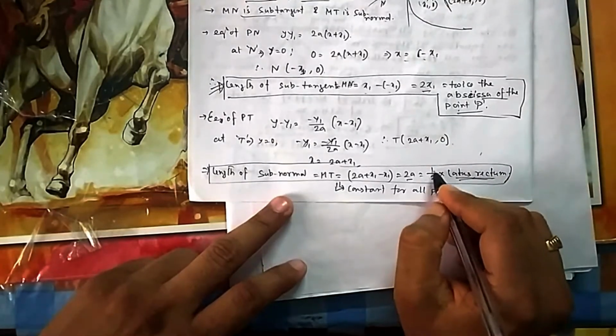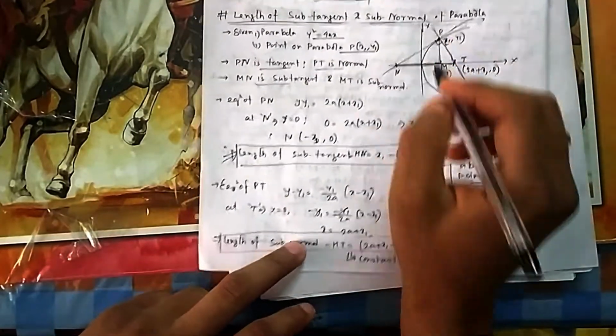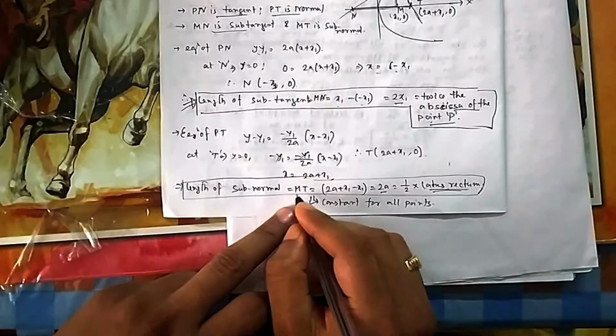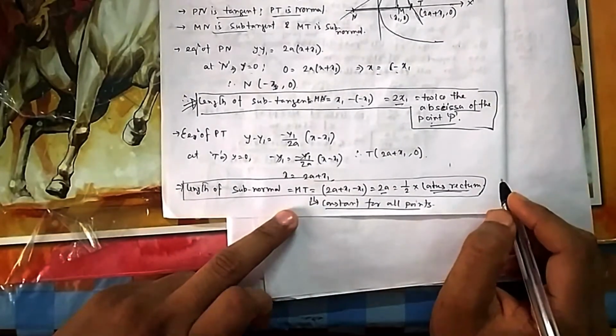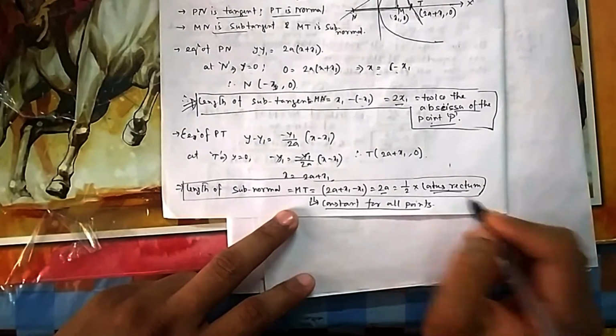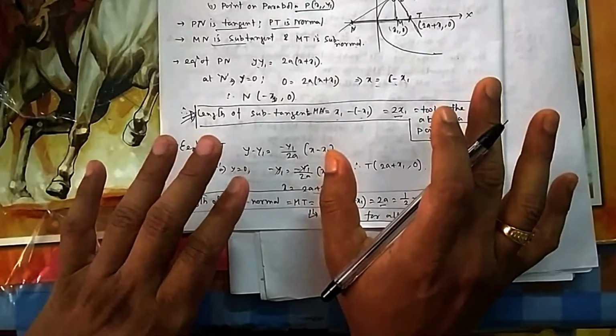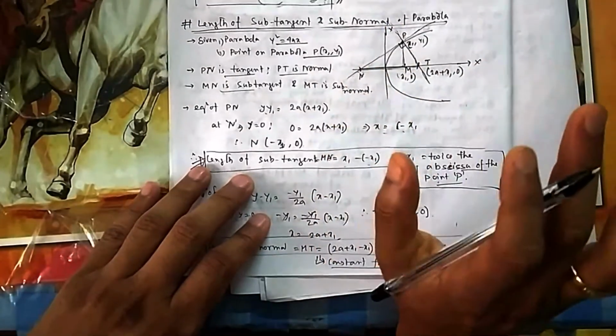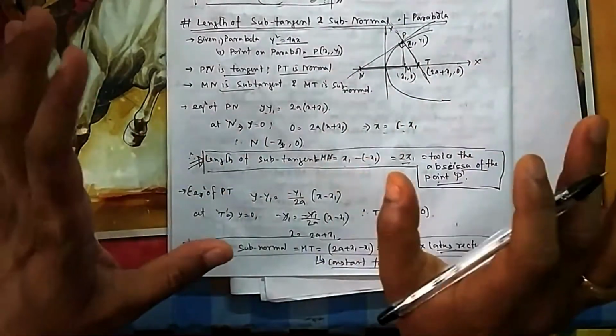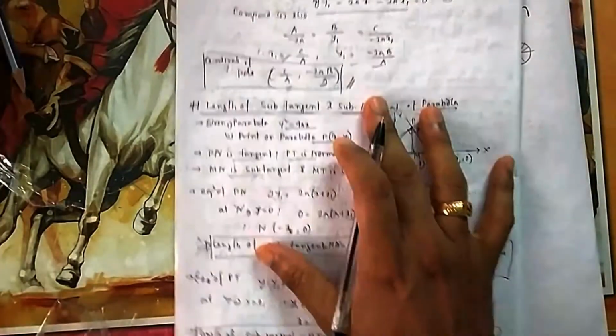You can see it is not depending on x and y, at whatever point you are drawing the normal. So the length of the subnormal remains constant for all points on the parabola, and it is always half of the latus rectum, that is 2a. It is always fixed in the case of parabola. It doesn't depend on the point at which you are drawing the normal. So the subnormal length is always fixed: half of the latus rectum.